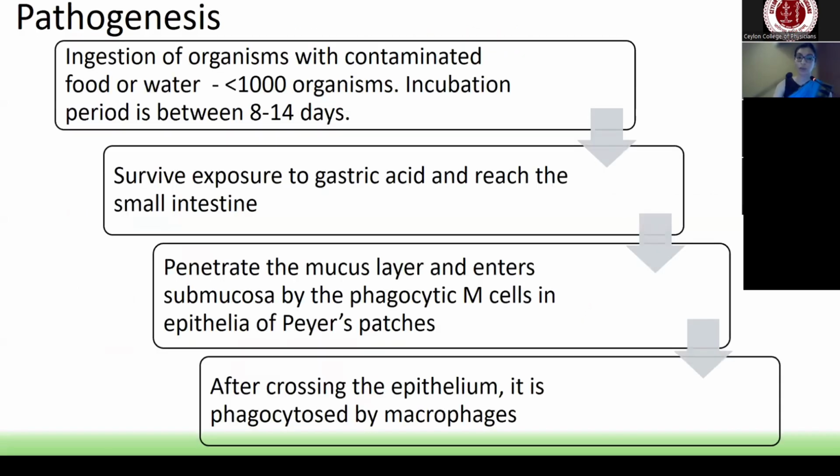The pathogenesis of typhoid begins with the ingestion of organisms with contaminated food or water. As few as 1,000 organisms is enough to cause the disease. The incubation period is between 8 to 14 days. They survive exposure to gastric acid and reach the small intestine. They penetrate the mucous layer and enter the submucosa by phagocytic M cells in the epithelia of Peyer's patches, which are lymphoid aggregates in the terminal ileum. After crossing the epithelium, it is phagocytosed by macrophages.